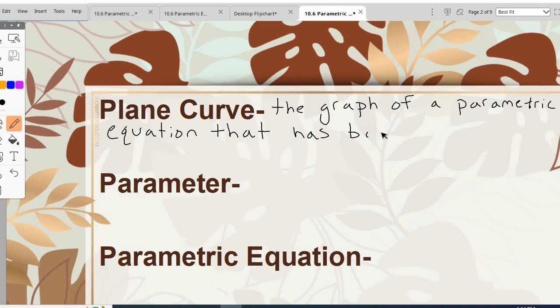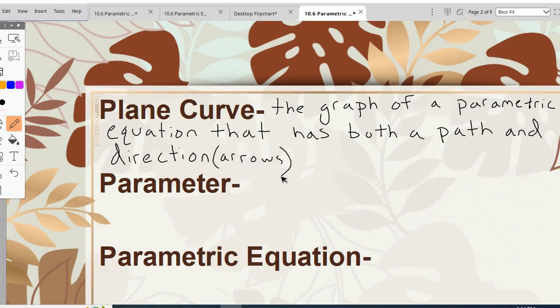That has both a path and direction. Your direction is going to be represented using arrows. So the path is going to look like any of our other curves or lines that we've seen in the past. But now we're going to have to add in direction, which is what our parameter, basically that third variable, allows us to do.